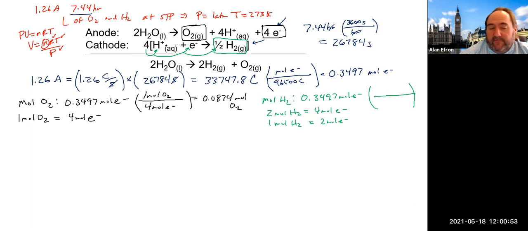So you do need to distribute that 4 across everybody there to get the balanced number of electrons that's needed, so that everything cancels out correctly. And in that case, we'll just use the original one there, which would then be 4 moles of electrons, 2 moles of H2. And for our H2, that's going to get us 0.3497 times 2 divided by 4, 0.175, we'll round it to. 0.175 moles of H2. Any questions on either of those parts of the calculation?